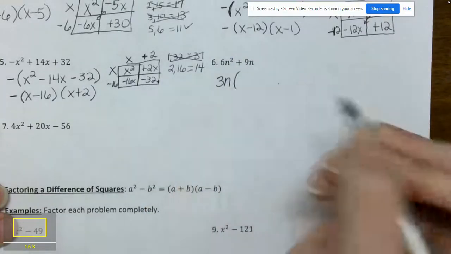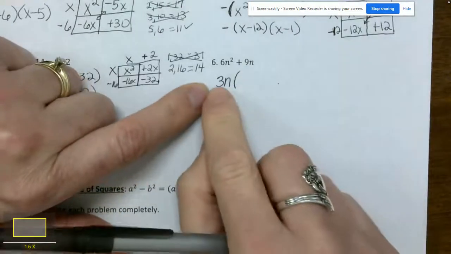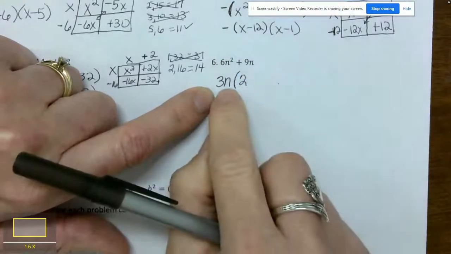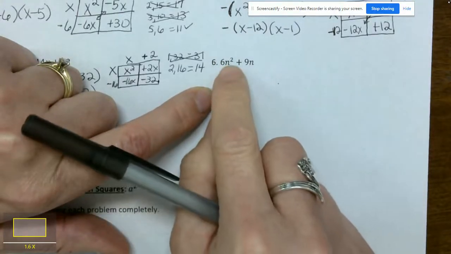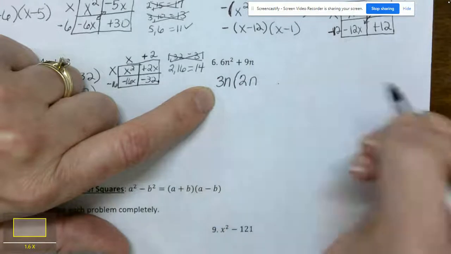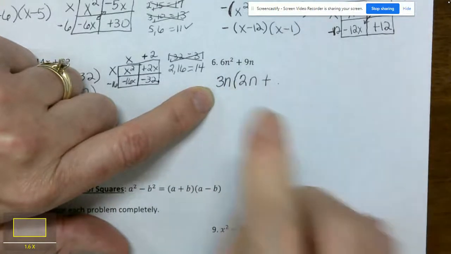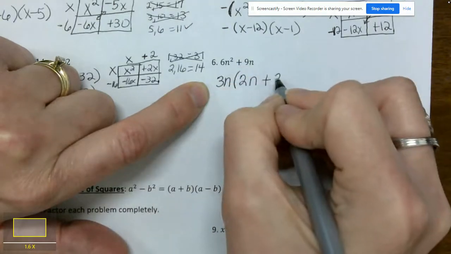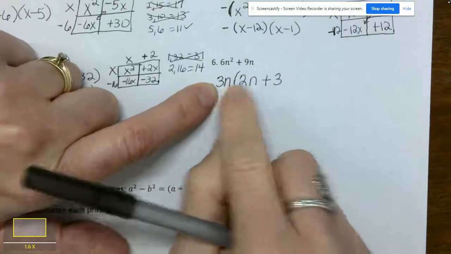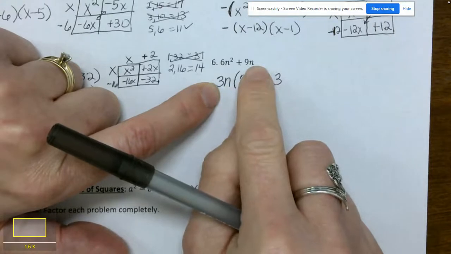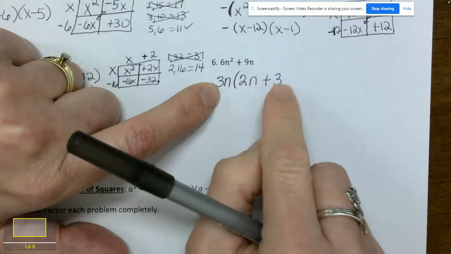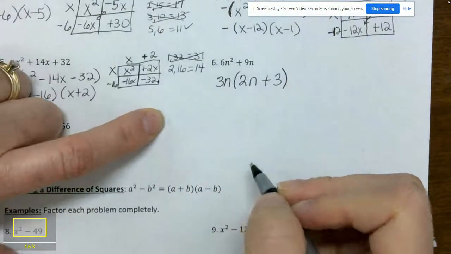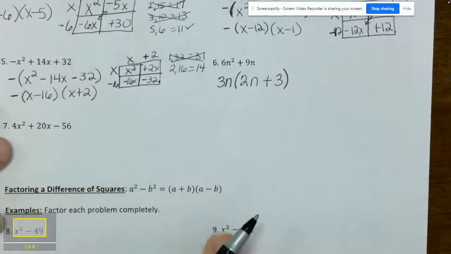Okay, this is that undistribute again. So what do you multiply 3 by to get 6? Well, that's 2. What do you multiply n by to get n squared? That's n. And then we're going to have our plus sign. What do you multiply 3 by to get 9? That's 3. And what do you multiply n by to get n? That's just 1. N times 1 is n, so I don't have to put the 1. So I can close my parentheses, and I'm done with that problem at this point. There's nothing else I can do to it.